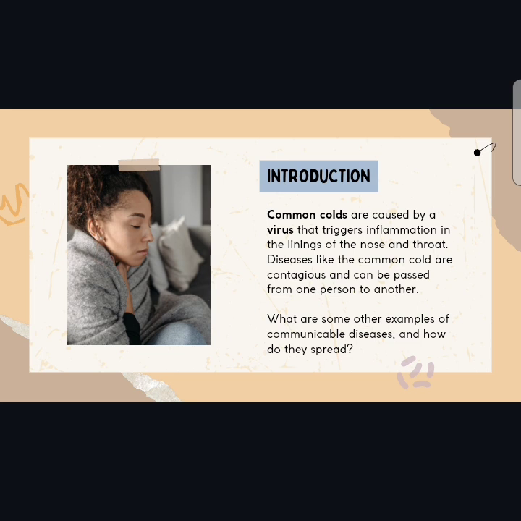Communicable diseases. Communicable diseases, basically students, are the illnesses that spread from one organism to another, and they are caused by pathogens. This is a specific definition for communicable disease. And these pathogens are microorganisms like viruses, bacteria, fungi, and protists.